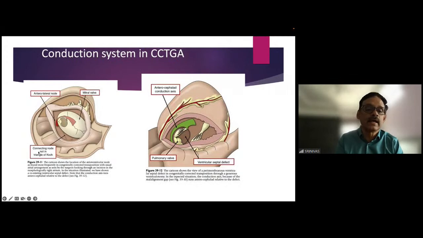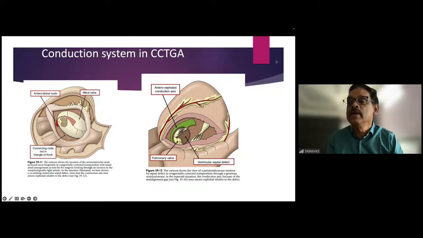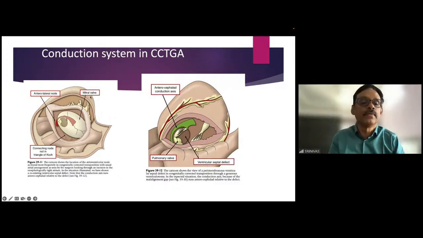Now, this is the cartoon which shows an anterolateral AV node. Hello? Am I audible? Okay, sir.